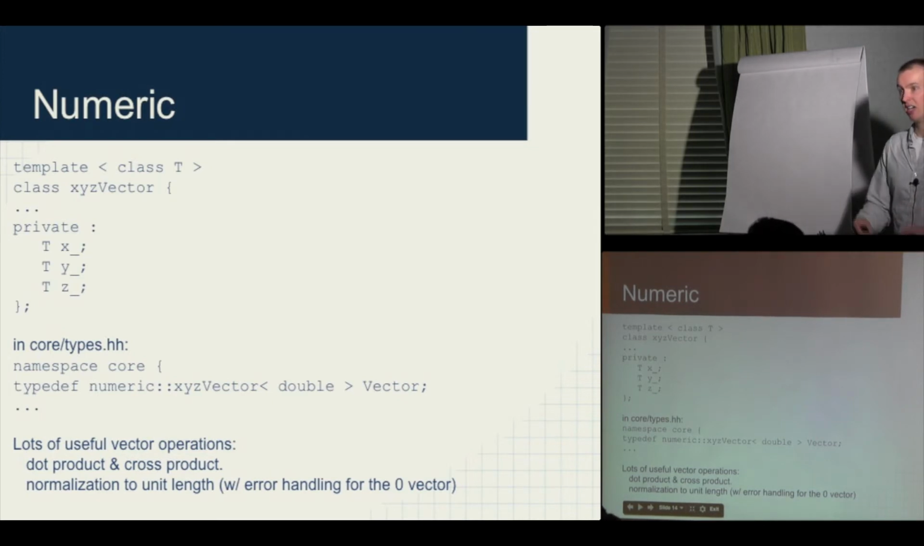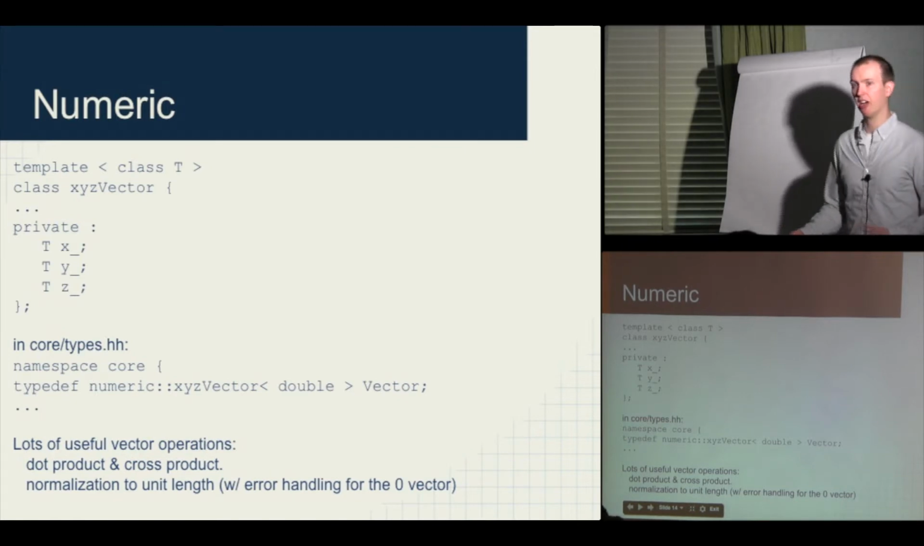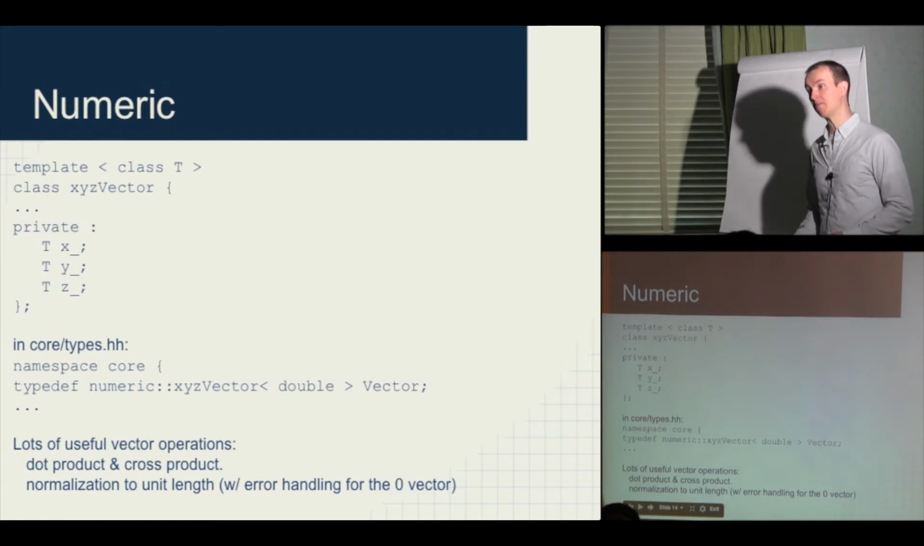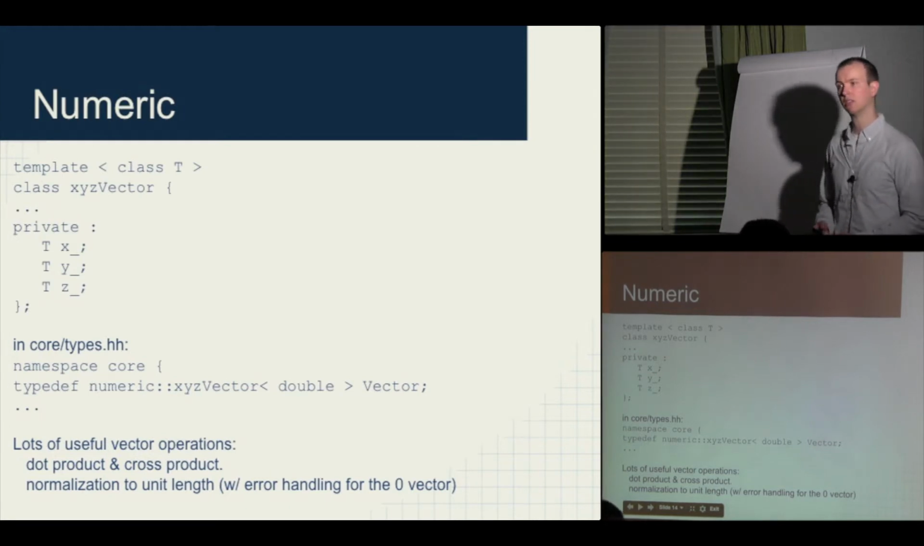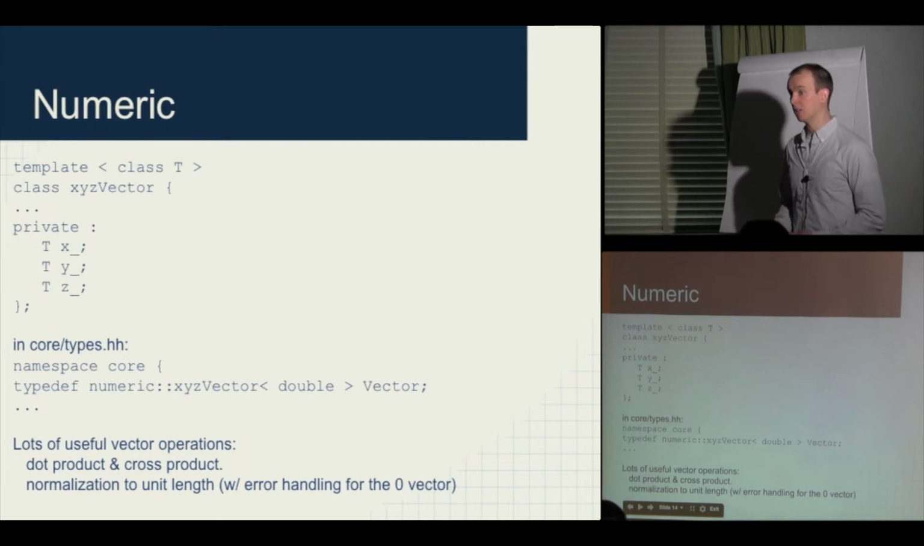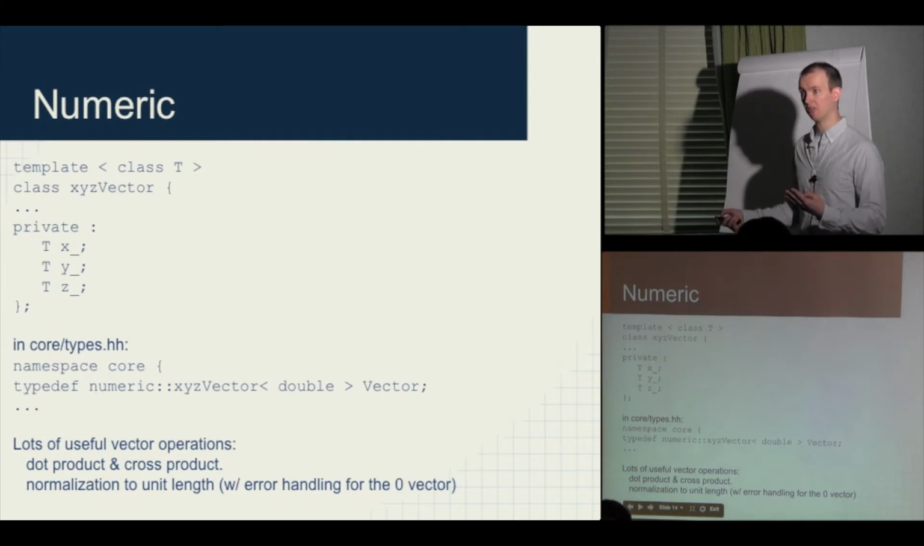You don't want to divide by 0 when you're trying to normalize a vector, and it's nice to have error handling built into this class. Yeah? So does that class work for XYZ vector only, or for any multidimensional vector? This works for a vector in 3 space, and it has 3 doubles. So it's a vector as opposed to a matrix.